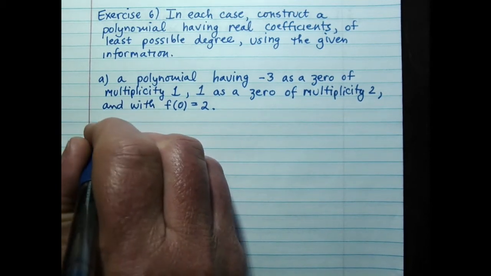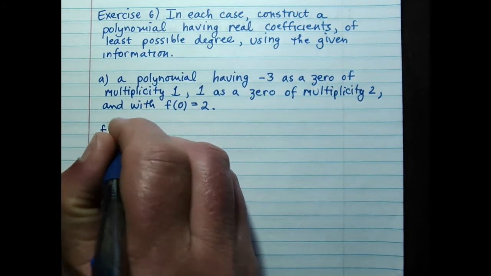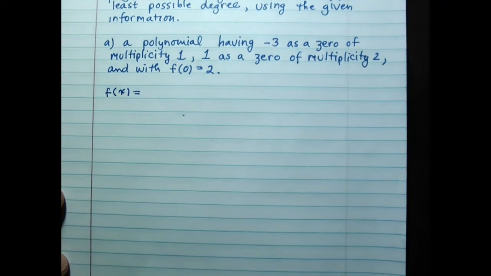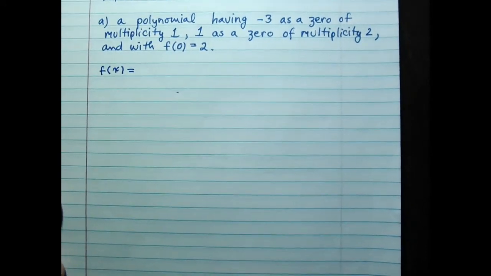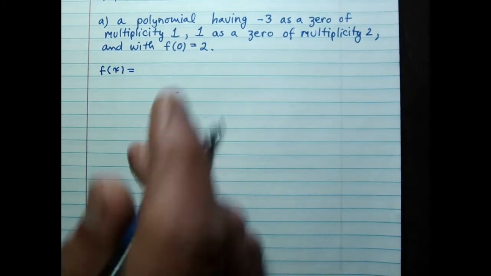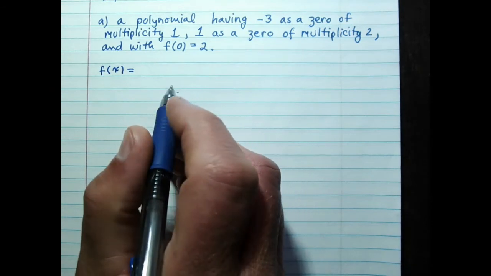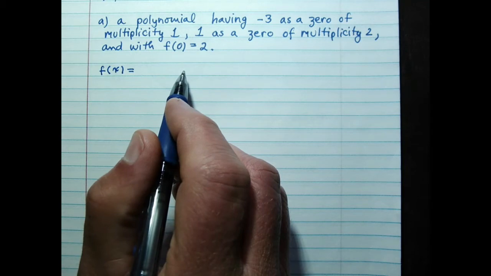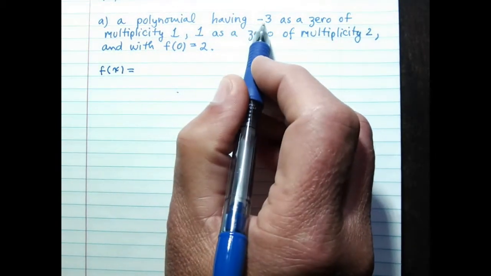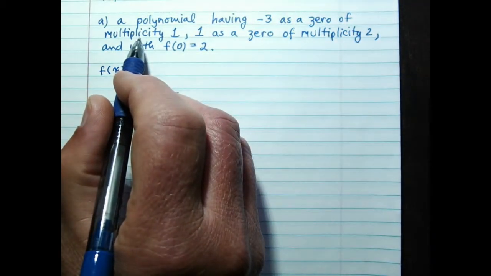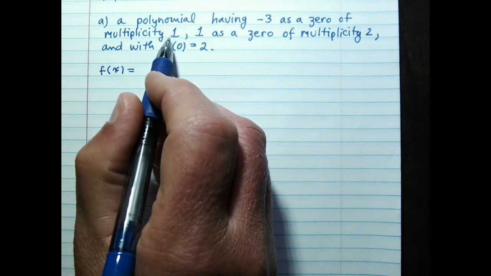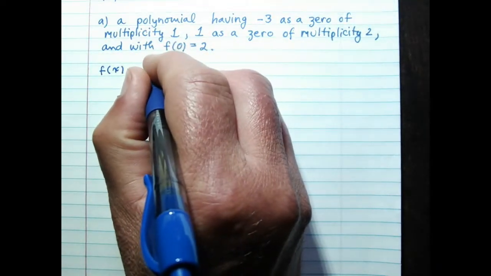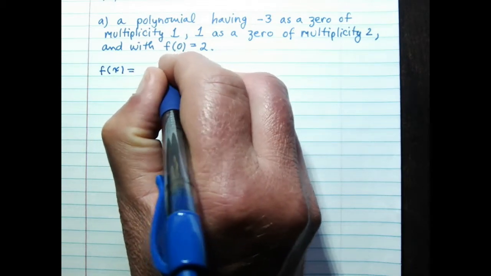So we're putting together a polynomial function. We're deciding what it's going to look like. And the fact that we have information about zeros, we're going to turn that into information about factors, because it's the factors that are part of the expression of the function. So when we say we have negative 3 as a zero of multiplicity 1, that means x minus a negative 3, or x plus 3, is a factor. So we got a factor of x plus 3.